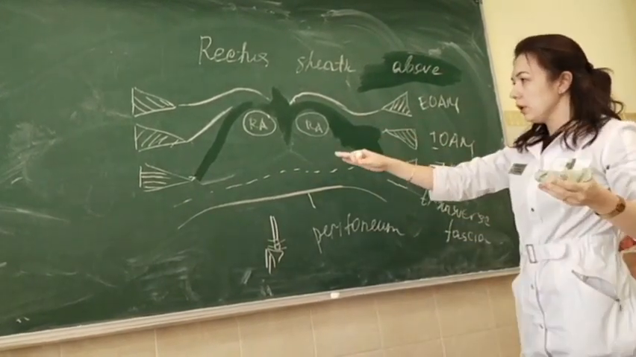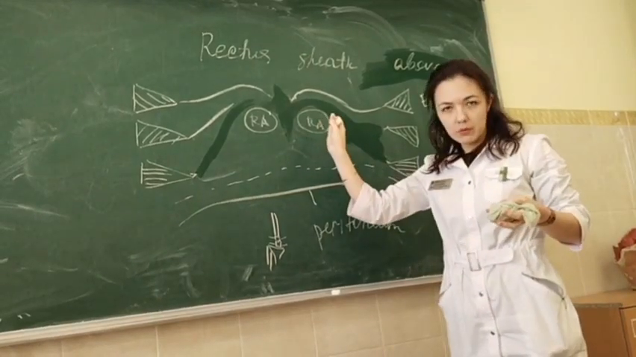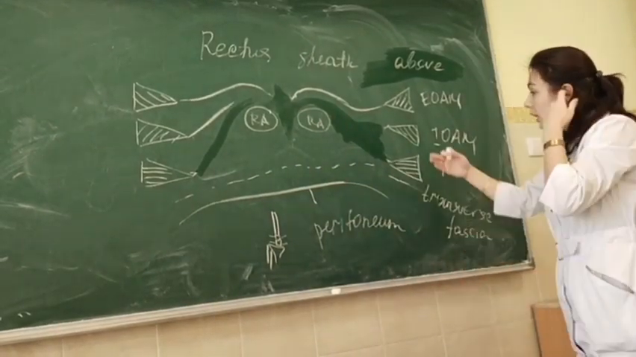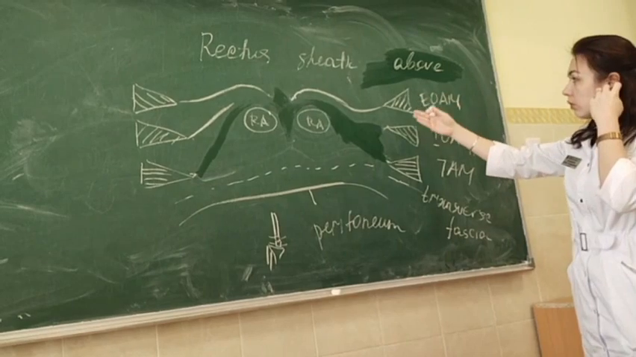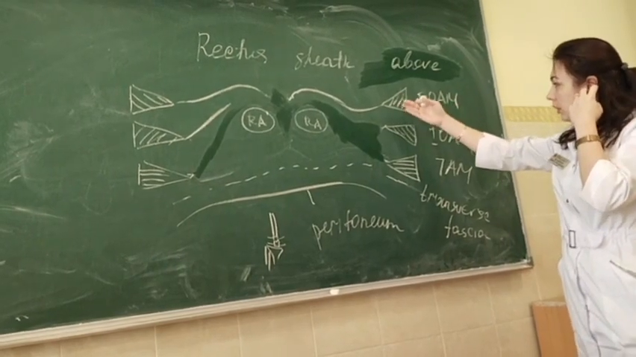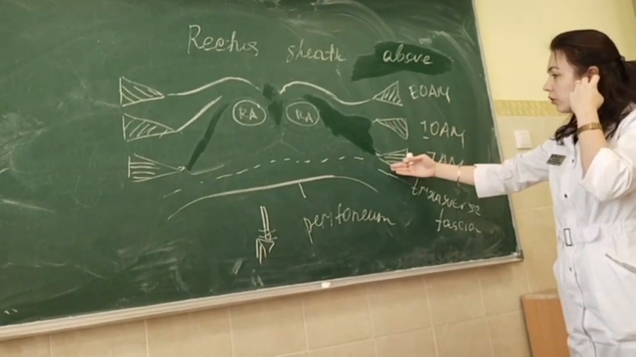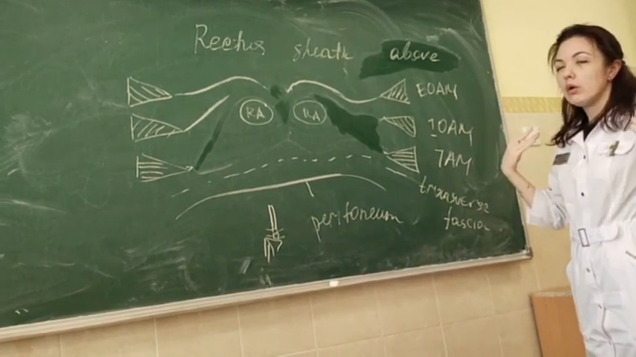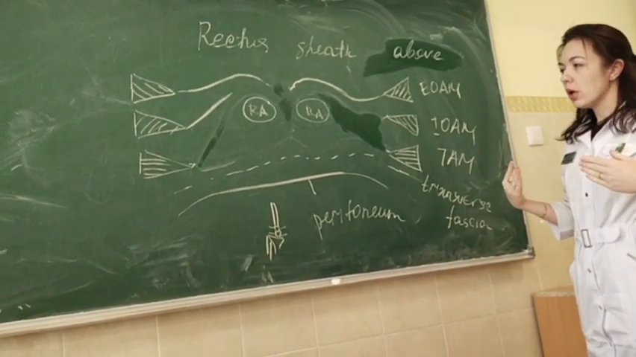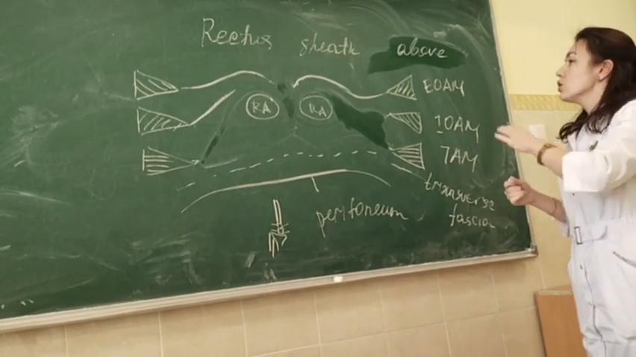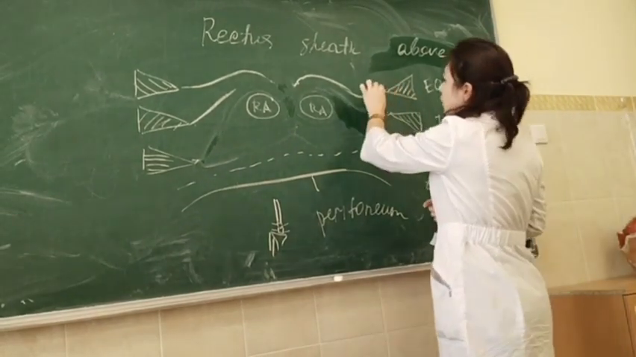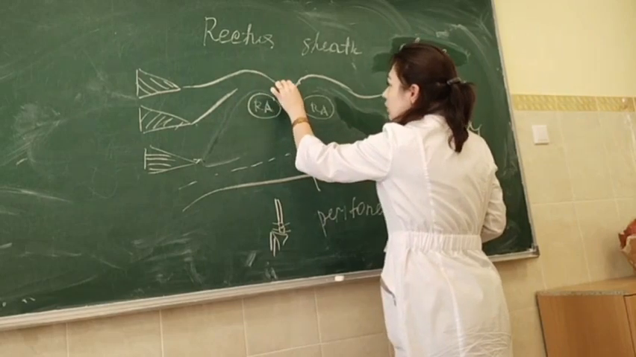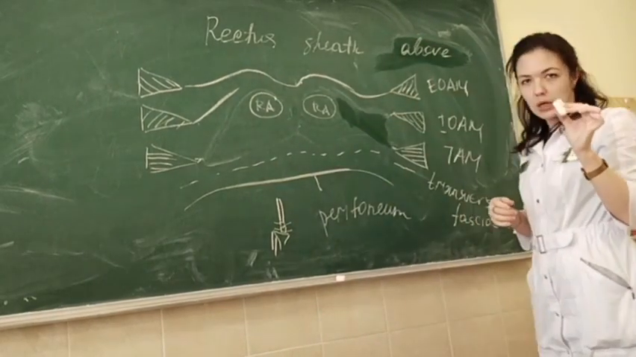Here in the middle you can see two rectus abdominis muscles, right and left. Laterally there are three muscles of the lateral group: external oblique abdominis, internal oblique abdominis, and transverse abdominis muscle. I told you that medially all of these muscles continue into aponeurosis. The aponeurosis of the external oblique abdominis muscle covers the rectus abdominis muscle from the anterior side.